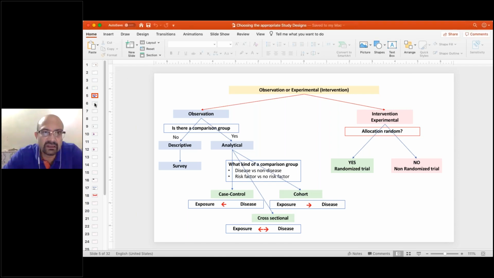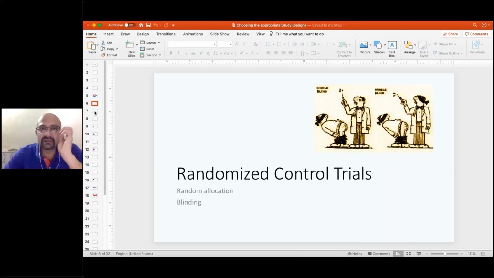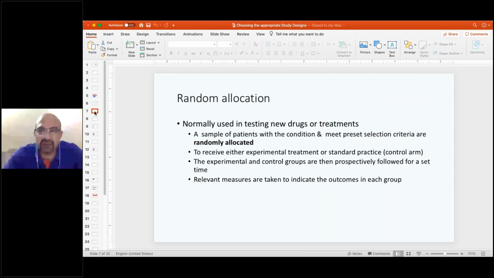So I'll take up randomized controlled trials to begin with. Randomized controlled trials basically indicate random allocation. Is there a random allocation? We include a sample of patients with the condition who meet the inclusion criteria, and we allocate them randomly to a treatment or to no treatment. They receive either the experimental treatment or a standard of care. The experimental and the control groups are then prospectively followed over time, and we see which one gets the outcome and which one doesn't get the outcome.